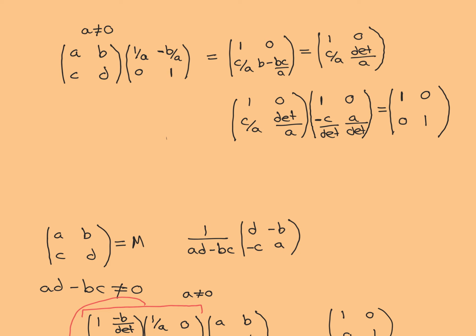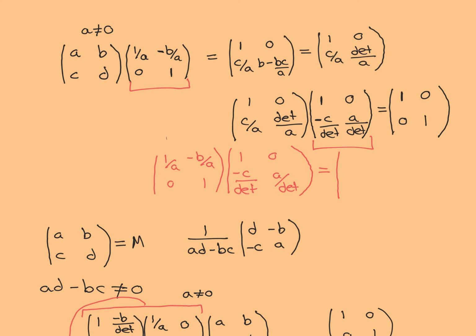So therefore, our right inverse will be the combination of this matrix followed by this matrix. So let's just write those two out. So we've got 1 over a, minus b over a, 0, 1, and then followed by 1, 0, minus c over det, a over det. And again, doing this, of course, relies upon the columns not being linearly dependent, which we're assured by the fact that our matrix has non-zero determinant.